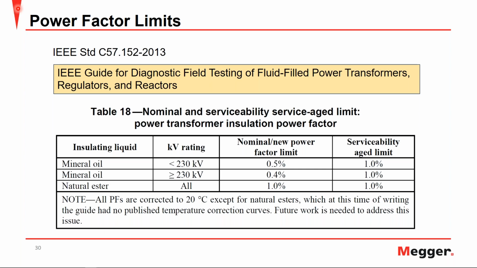And then taking a look at the natural ester oils, you have for all of your kV ratings, likely due to the natural ester oils being able to contain more moisture, the nominal and new power factor limit is 1%, as well as the serviceability age limit. Also, I'd like to take a look at the note down here, where all power factors are corrected to 20 degrees C, except for the natural esters.